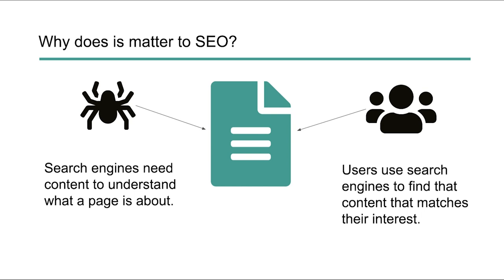Now, users use search engines to find the content that matches their interests. So you can see that the content actually sits in the middle. On one side, we've got the machines. On the other side, we've got the humans. And the content is really what brings them together. The content's indexed by the search engines. The users use those search engines then to uncover the content that they need to help them either answer a question or learn something new or really do whatever they're trying to do on the internet at that time.